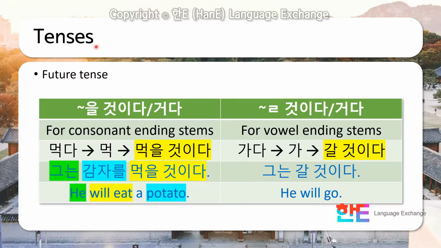So future tense, we have either one of these two cases, 을 것이다, 을 거다, or 리을, and then 것이다 or 거다. So consonant ending stems such as 먹다, we get the stem by removing 다, and that gives us 먹. Because it ends with a consonant, 기역, we're just gonna add 을 것이다, 먹을 것이다. 그는 감자를 먹을 것이다. For the vowel ending stems such as 가다, we take the stem, and it's 가 obviously, and because it ends with a vowel, we're just gonna add 리을, and that 리을 goes underneath, and we're gonna add this entire thing 것이다 at the end, and that gives us 그는 갈 것이다.